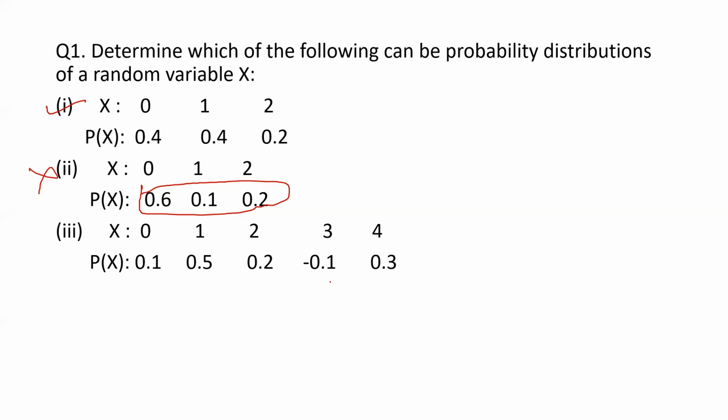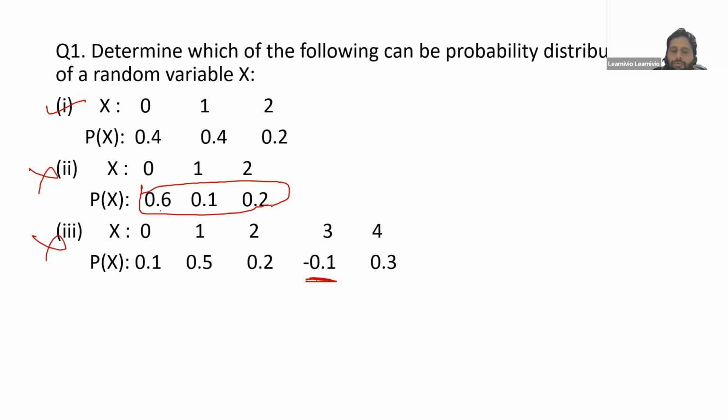Abdur and Omer, what about the third one? Yes, sir, it is. Why is it? Check here. The sum is one, but a probability is negative. This is not possible, so you need to check both. Probability can't be less than 0 or greater than 1. Yes, but you have to check both conditions. The sum of the probabilities should be 1, and second, all the probabilities should be from 0 to 1.